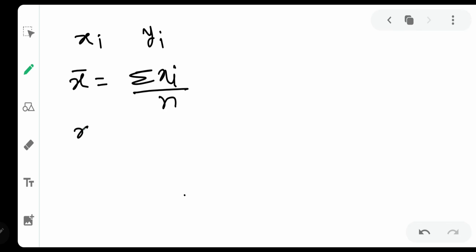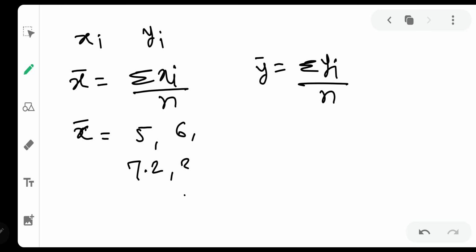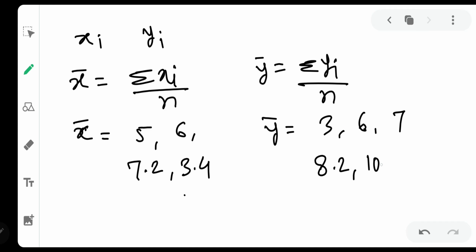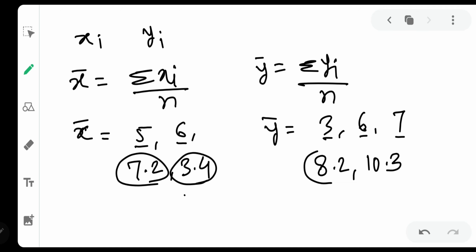So what exactly is the question? They'll give you xi and yi, and you'll have to calculate x bar. Everyone knows how to calculate x bar. It will be summation xi upon n, and y bar will be summation yi upon n. Now this x bar could be anything like 5, 6, 7.2, 3.4, and y bar could be anything like 3, 6, 7, 8.2, 10.3. In today's video, we are going to concentrate on 5, 6, 3, 6, 7 and not 7.2, 3.4, 8.2, 10.3.